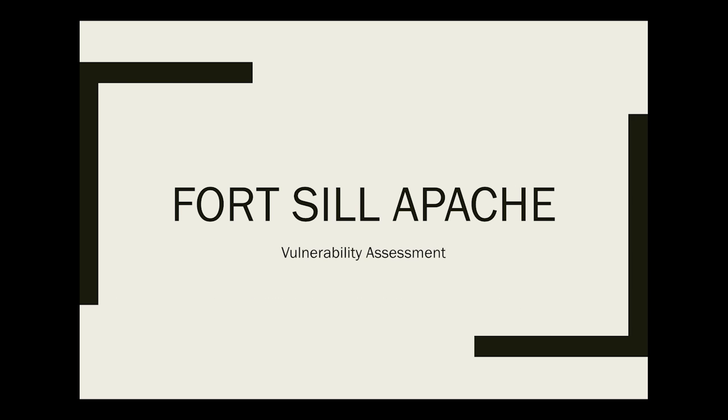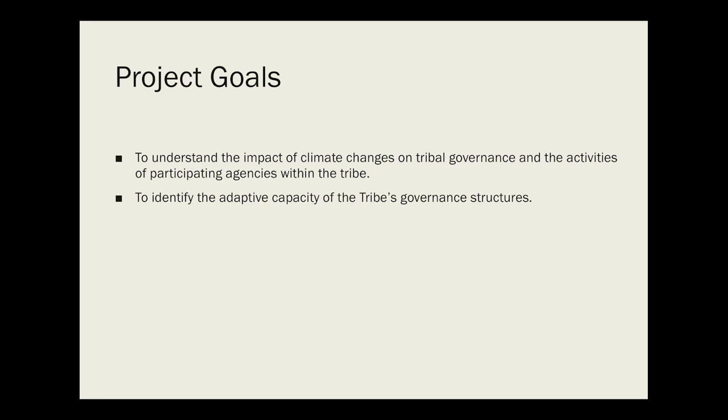The Fort Sill Apache are headquartered near the town of Apache in southwest Oklahoma. While the project focused on the Oklahoma land base of the tribe, it was also very interested in the homelands in modern-day Arizona and New Mexico. The goals of the project were to internally analyze the tribe's systems and potential impacts of climate change on those systems and agencies within the tribe.